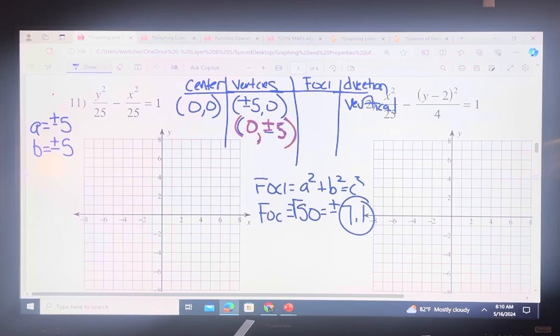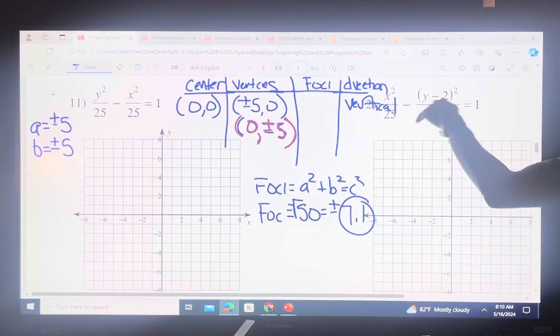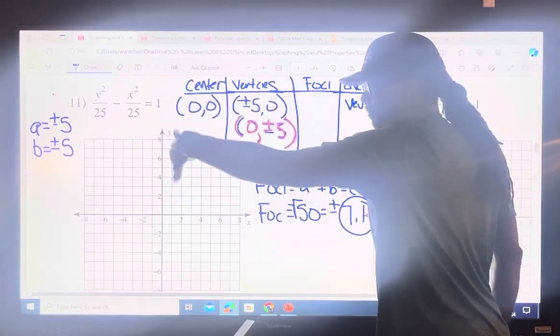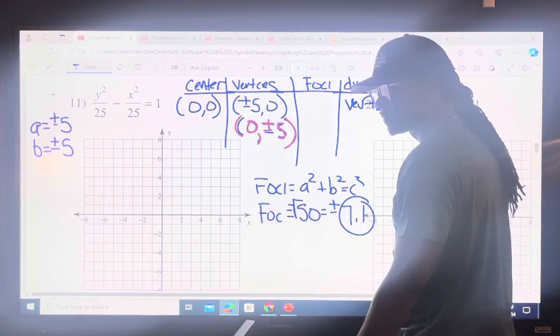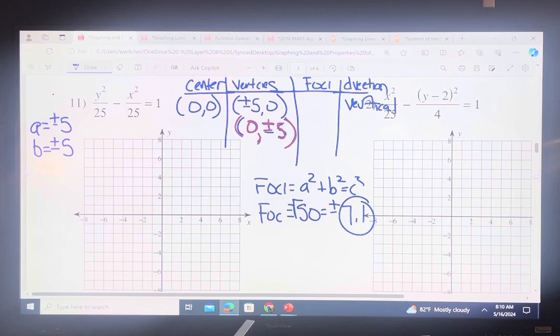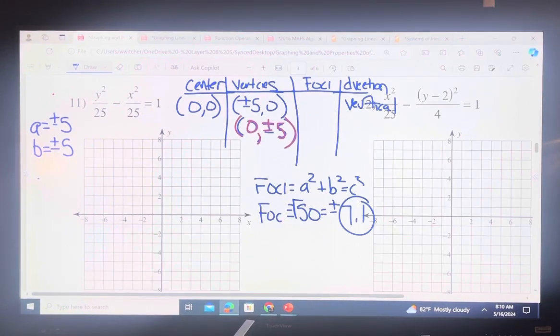Whatever letter comes first, that's the direction it's going. Anytime, only for hyperbolas. So if the X came first, like in this one, it would be going like this, horizontal, because the X came first. Y came first this time, so vertical. How can you tell the difference between the hyperbolas and the one we were doing before? They're going to tell you, and you're going to know because the foci is going to be different. You're going to have to add for the hyperbolas. The ellipses, you'll subtract the foci.